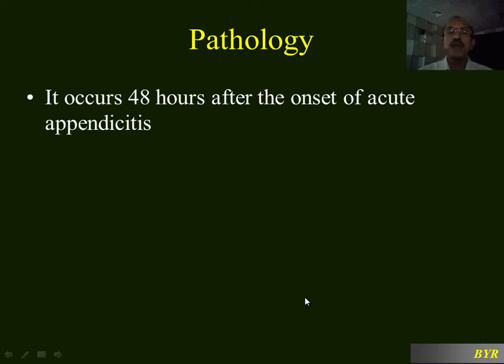It occurs usually 48 hours after the onset of acute appendicitis. It won't occur in the first or second day. That is why if a patient comes with acute appendicitis within 48 hours, you can always do appendectomy. If it is after 48 hours, then you have to think about whether a mass has formed or not. If the mass is there, then you can go for conservative management. Then you can ask me.